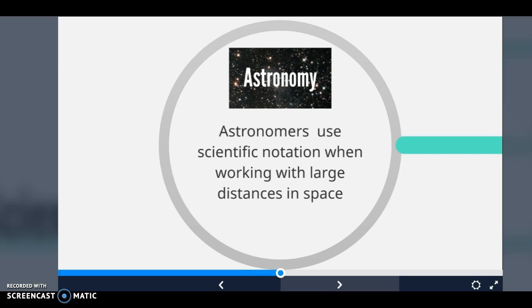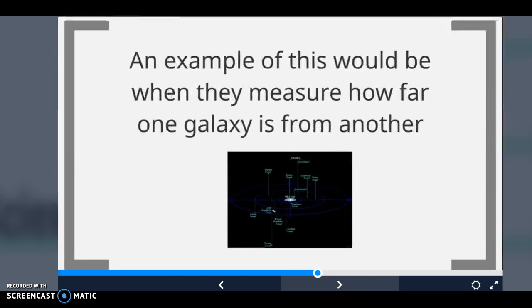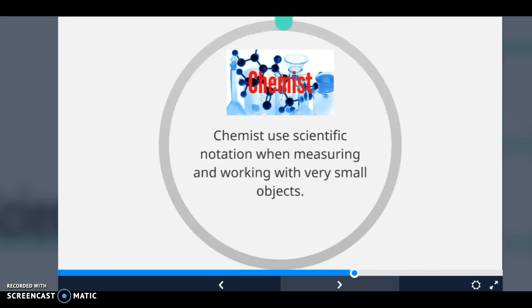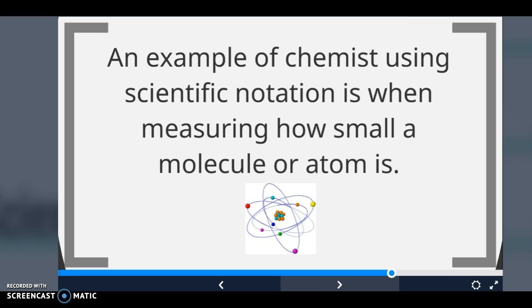Astronomers use scientific notation when working with large distances in space, like if you wanted to find the distance from here to Mars. An example of this would be when they measure how far one galaxy is from another. Chemists use scientific notation when measuring and working with very small objects. If you jumped into a chemistry class and listened to the conversation, you would definitely hear a lot of scientific notation occurring. Another example of a chemist using scientific notation is when measuring how small a molecule or an atom is.